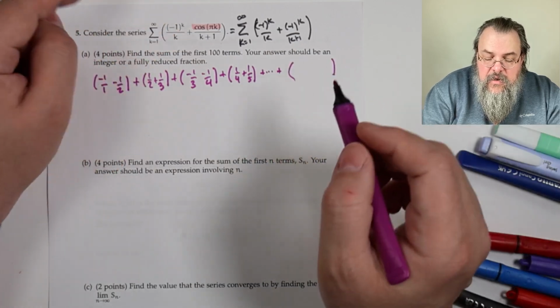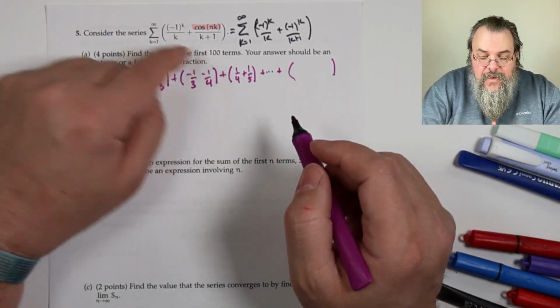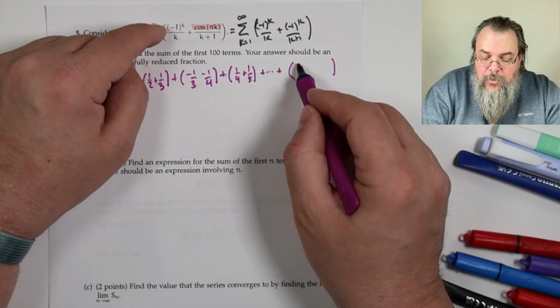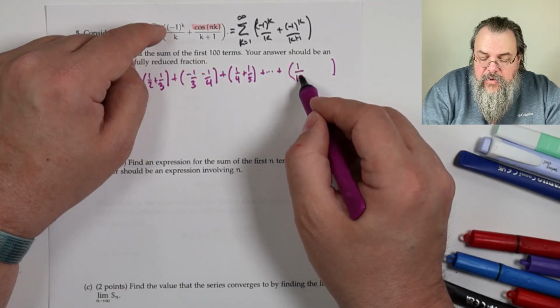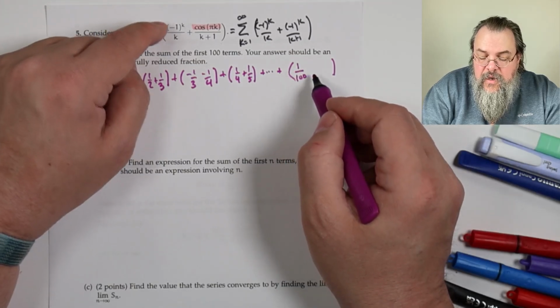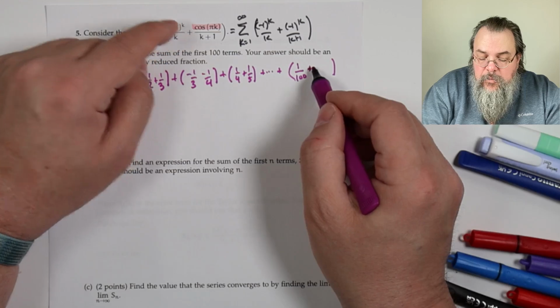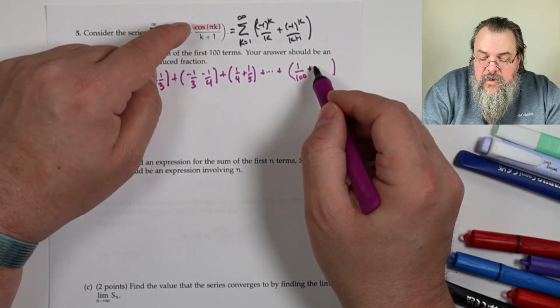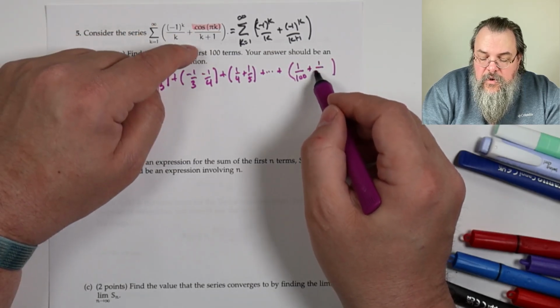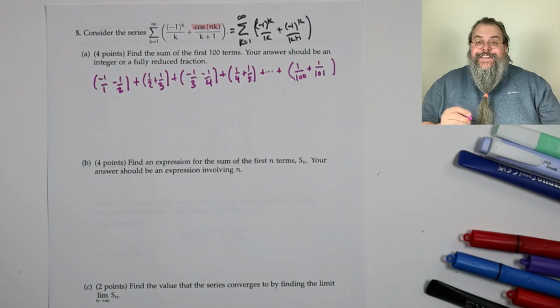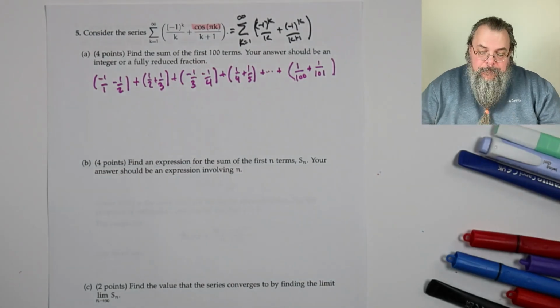Okay, so n was 100. Okay, so what's minus 1 to the 100? Well, that's going to be 1 over 100, because minus 1 to the 100 is a plus, and then it's going to be a plus, and minus 1 to the 100 over 101, so 1 over 101. Okay, all right, so that's where we're at.